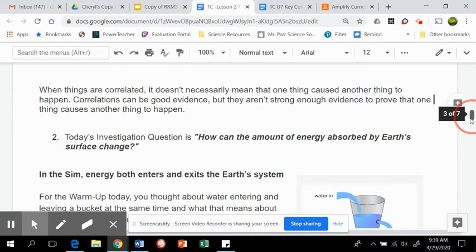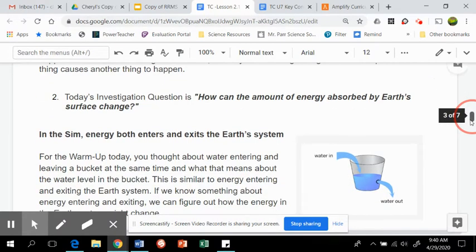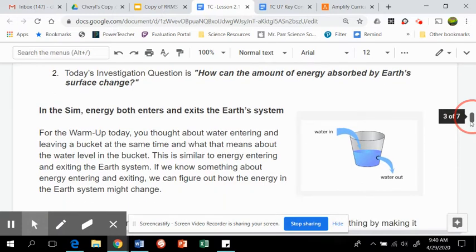Today's investigation question is, how can the amount of energy absorbed by Earth's surface change? In the sim, energy both enters and exits the Earth's system. For the warm-up today, you thought about water entering and leaving a bucket at the same time and what that means about the water level in the bucket. This is similar to energy entering and exiting the Earth system. If we know something about energy entering and exiting, we can figure out how the energy in the Earth system might change.